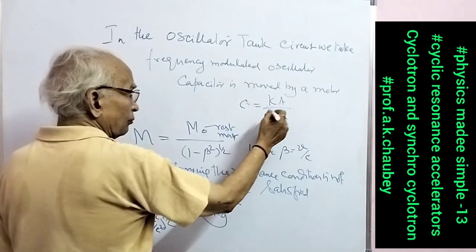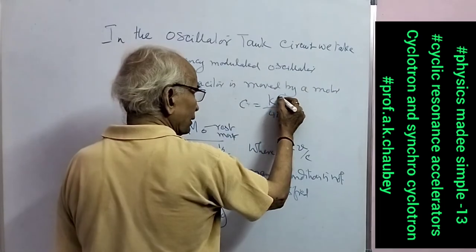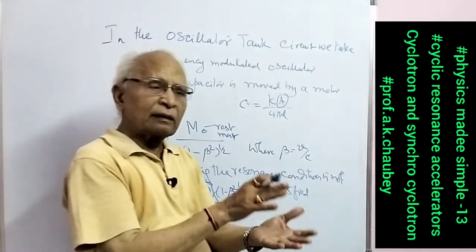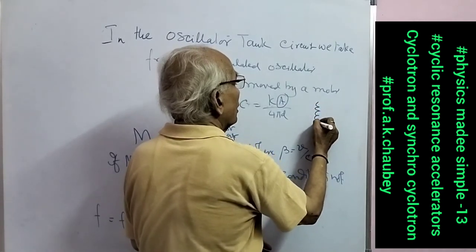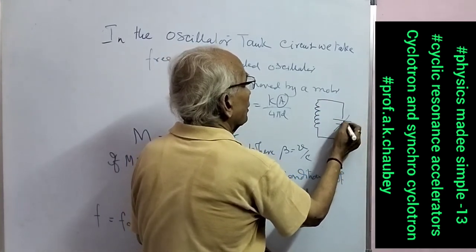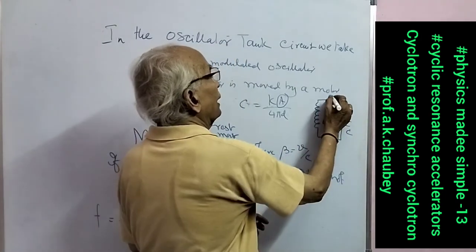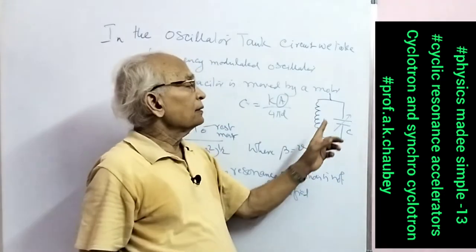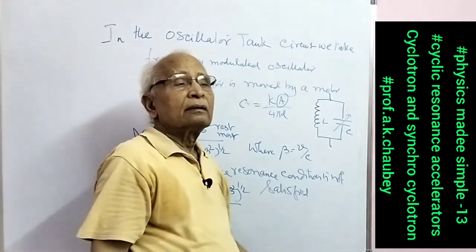So we change the capacity by changing what? d is fixed, so we change A, meaning the area of the plates. We have the capacitor plates in the tank circuit of the oscillator, this C and this L. This is the RF oscillator, and this C is not fixed. C is variable. By an electric motor, we rotate the plates of C.